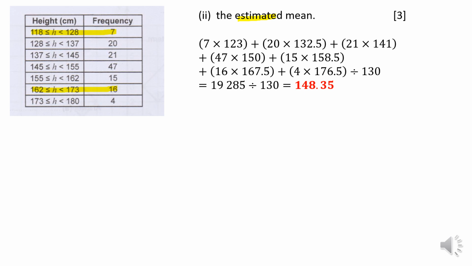So in the class of learners who have heights between 118 and 128, there are 7 learners. And learners who have heights of 162 to 173, there are 16 learners. The problem is we don't know the actual height of each learner. We just know that because this is grouped data, so that is why the mean will be an estimation.